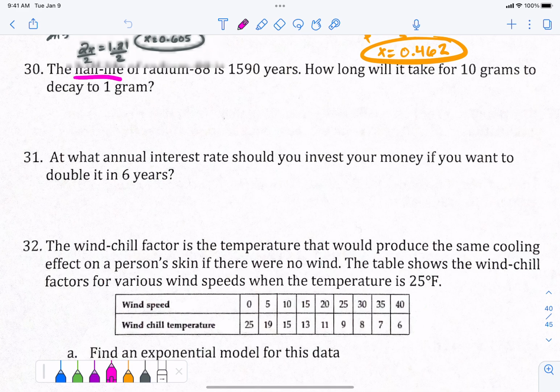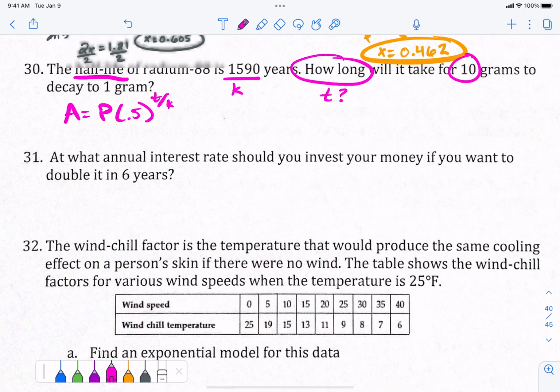We've got the half-life equation. A equals P times 0.5 to the T over K. Is it K? Yeah, whatever we want to call it. The half-life of radium is 1590. That is K. What are we solving for? Time. That's what we don't know. How long will it take for 10 grams to decay to 1 gram? So 10 is P, 1 is A. So 1 equals 10 times 0.5 to the T over 1590.